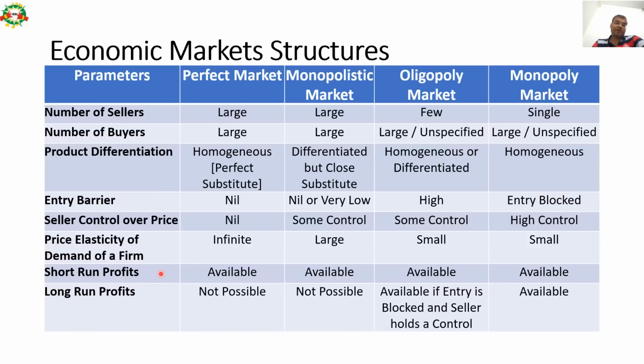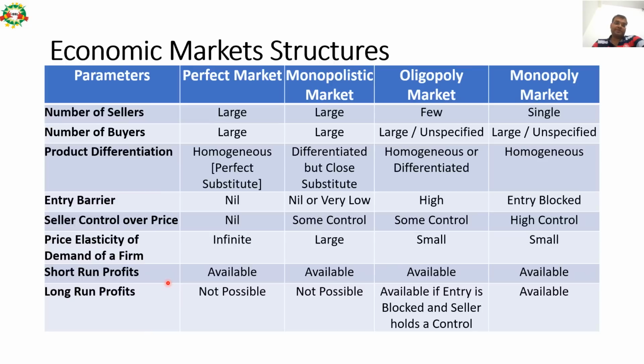Price elasticity of demand of a firm. In case of perfect market, very important point, it remains infinite. In case of monopolistic market, it remains large. In case of oligopoly market, it remains small. And again monopoly, it remains small.